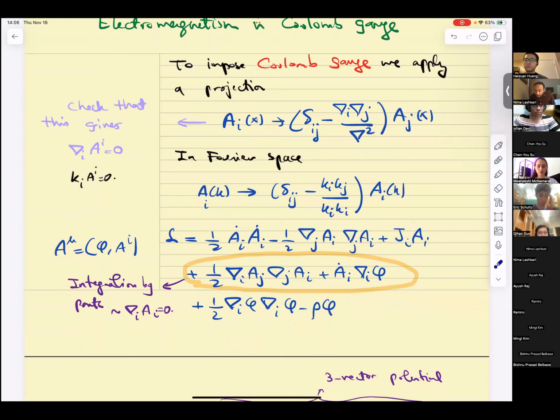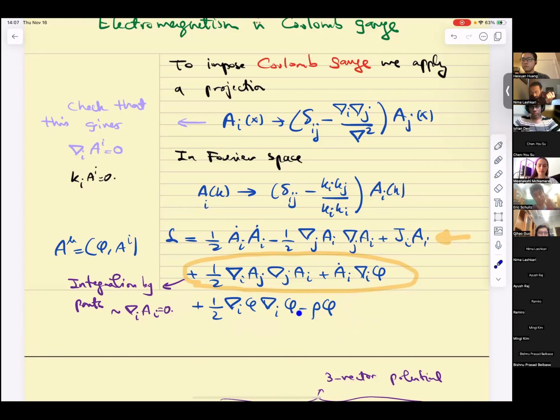Let's just take the Lagrangian, and every time we have A_i, put next to it this projection inside the Lagrangian. So what you get is 1/2 Ȧ_i squared minus 1/2 ∂_j A_i plus J_i A_i. This whole first line describes the dynamics of a 3-vector field. This last line describes the physics of A_0, the gauge potential. As I commented before, it has no time derivative, so the whole thing is a constraint.